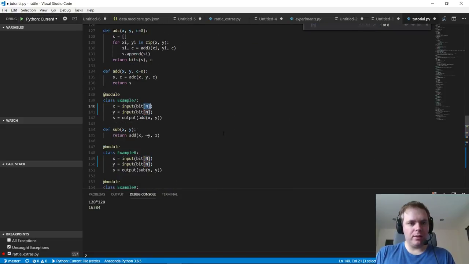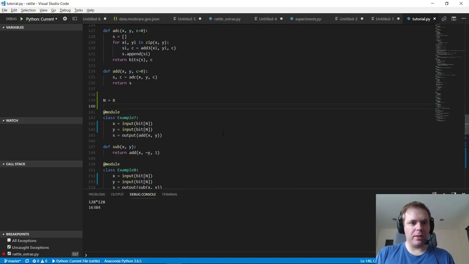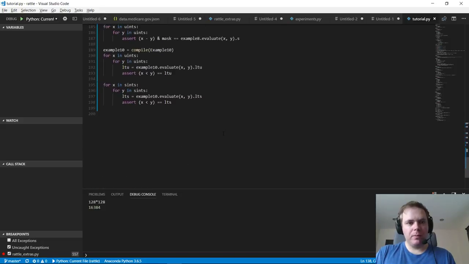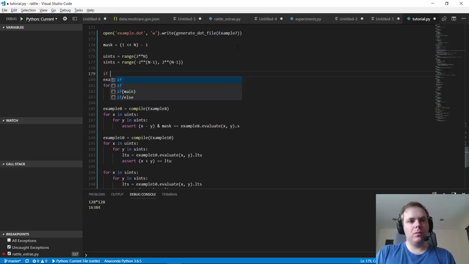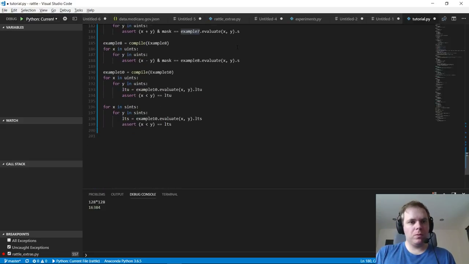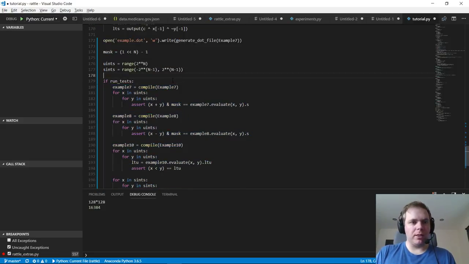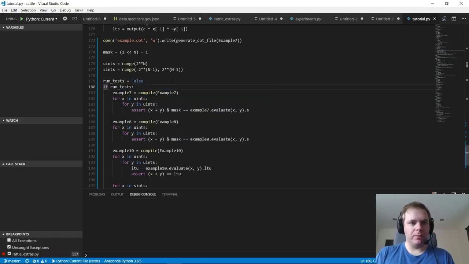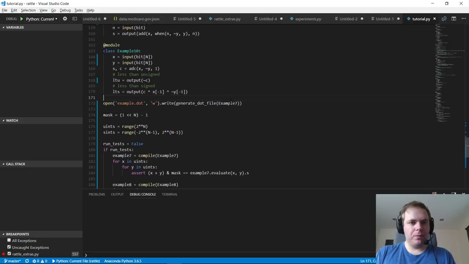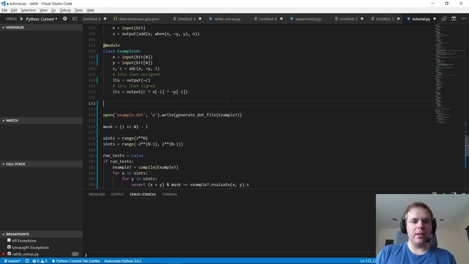Where's the n? Where's the n? So let's put that here. Let me just put this in a block, and then I can easily step this out if I want to. So, okay. So let's implement this idea I described.